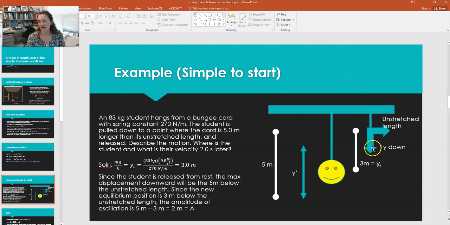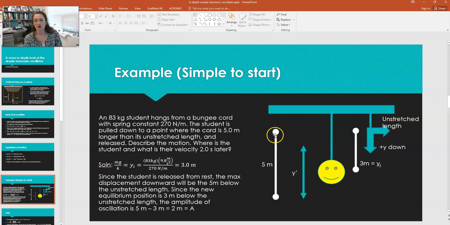And then I've defined where my origin is. So yet again, I'm going to take my y coordinate plus y being down, and then these big arrows right here just represent my origin of my coordinate system, which I put at the end of my unstretched length of my cord. Okay, now, what it says in the problem is that the student is pulled down to a point where the cord is 5 meters longer than its unstretched length.